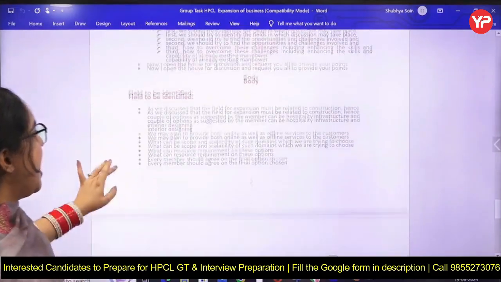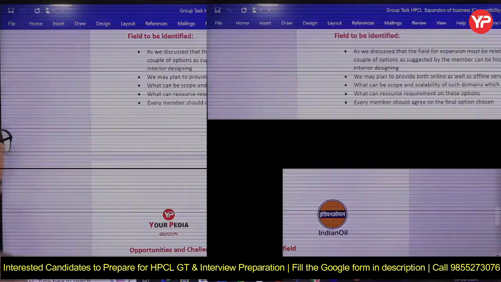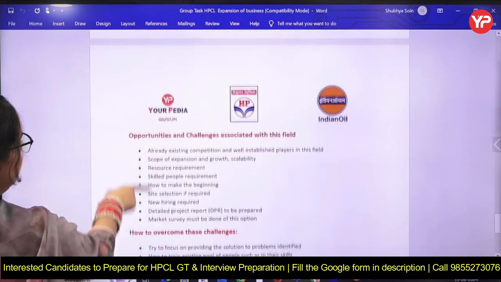The very first, as we discussed, is that the field for expansion must be related to construction, and the options can be hospitality infrastructure and interior designing. We may plan to provide both online as well as offline services to the customers. What can be the scope and scalability of such domains which we are trying to choose? What can be the resource requirement on these options? Every member should agree on the final one chosen.